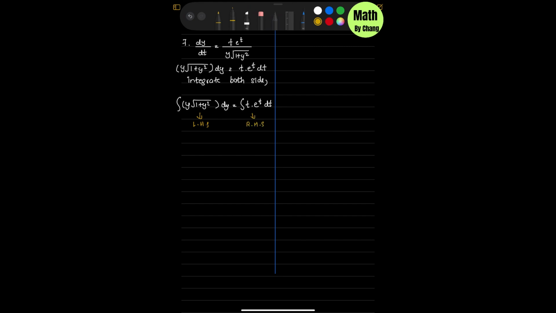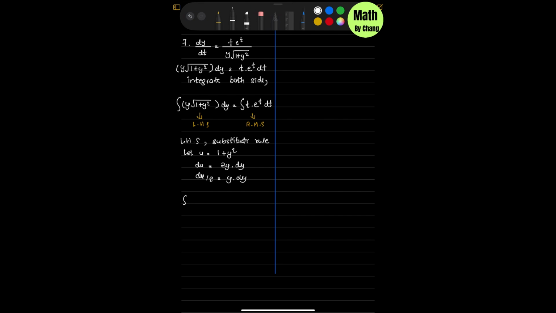Let me try the left hand side first, and I will use the substitution rule. So we can put u = 1 + y², right? If we differentiate u, we will get 2y dy. And here we get du/2 = y dy. You got it? And let's integrate.